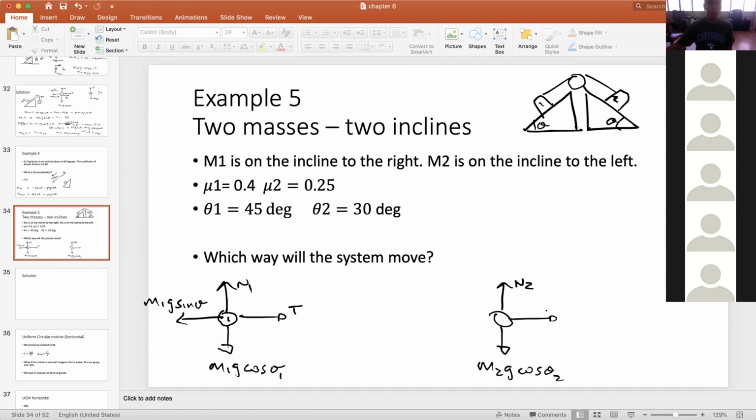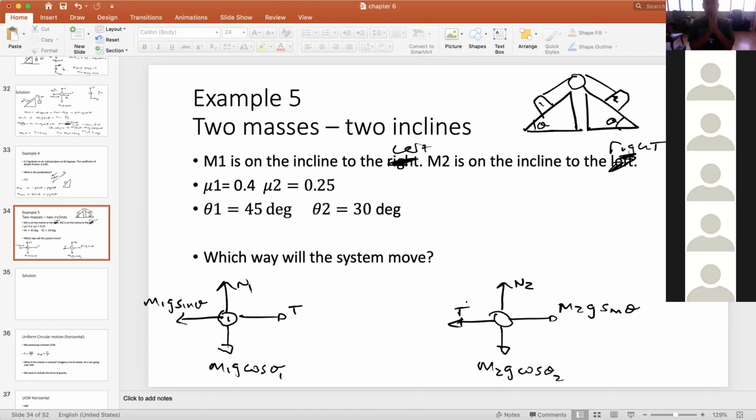Oh yeah, sorry, ignore this. I don't know why I said that. It doesn't matter though. M2G sine theta and a tension. And now we have a problem because we have two frictions and they're different. Both of them have friction.